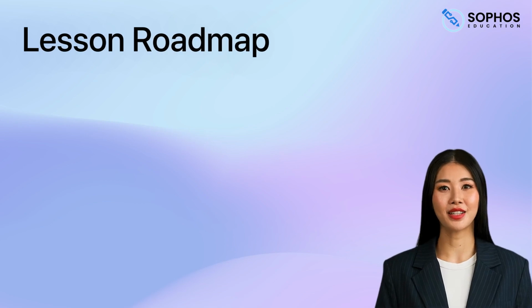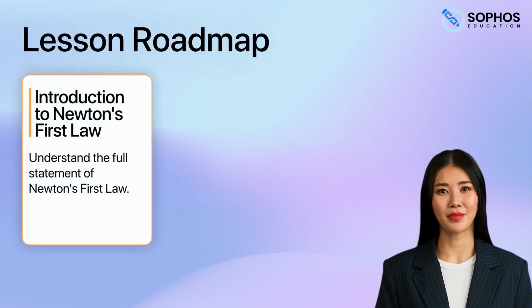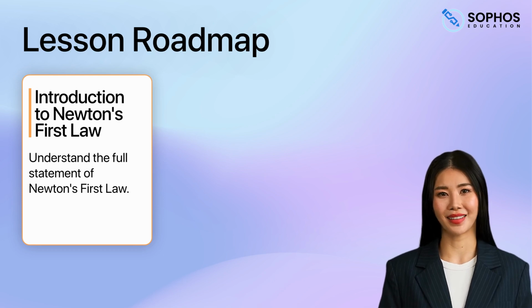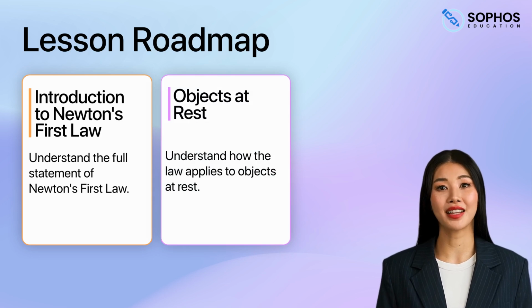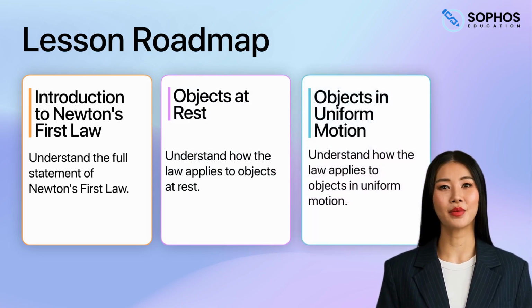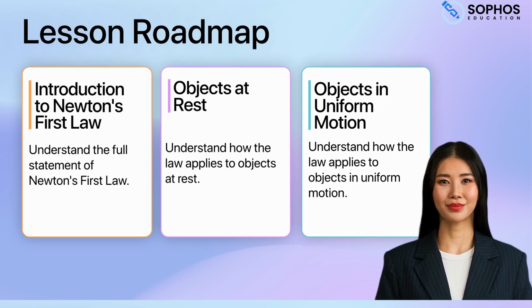In today's lesson, we will begin by covering the full statement of this law and sketch out its meaning. Next, we will look at the first case which this law relates to, objects at rest. Finally, we will then move on to the second case, which involves objects in uniform motion.